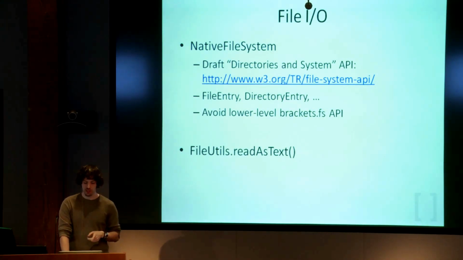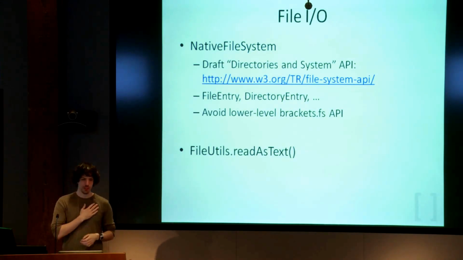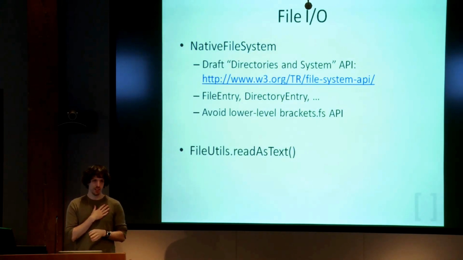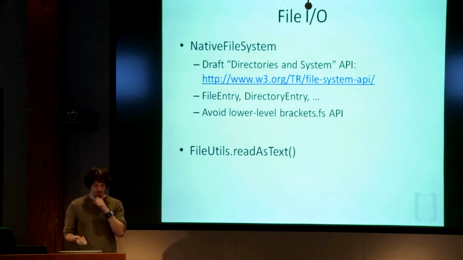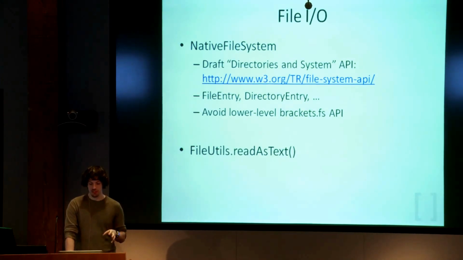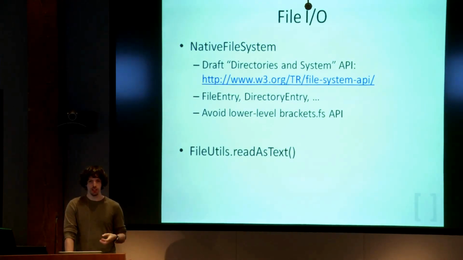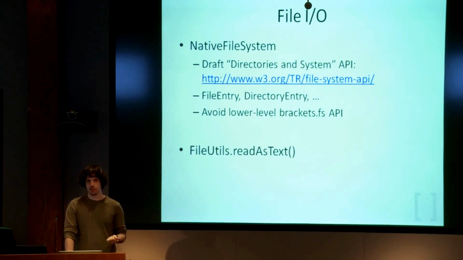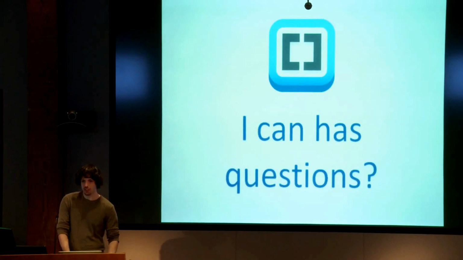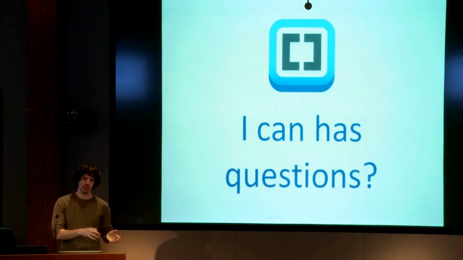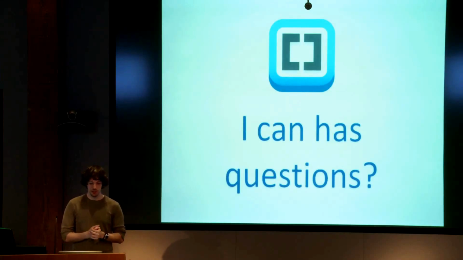If you poke around enough in Brackets, you'll notice there's also a lower level API called brackets.fs, and you should avoid using that. You should prefer to use the native file system module. You can think of brackets.fs as essentially an implementation detail. One other note about file I/O: if all you want to do is load a file off disk and get its contents as a string, we have a readAsText utility that's even simpler to use than going through all the native file system APIs. So that's been essentially the grab bag of different topics, some really essential, some that may depend on what you're doing, whether they're useful or not.